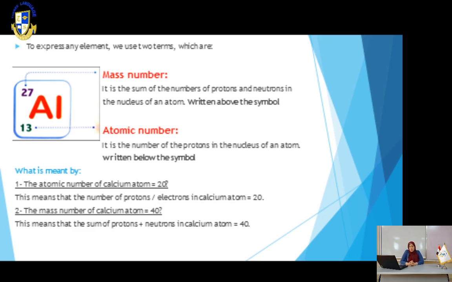We have some questions. What is meant by the atomic number of calcium atom is 20? This means that the number of protons or electrons in a calcium atom is 20. The mass number of calcium atom is 40. This means that the sum of protons plus neutrons in a calcium atom is 40.